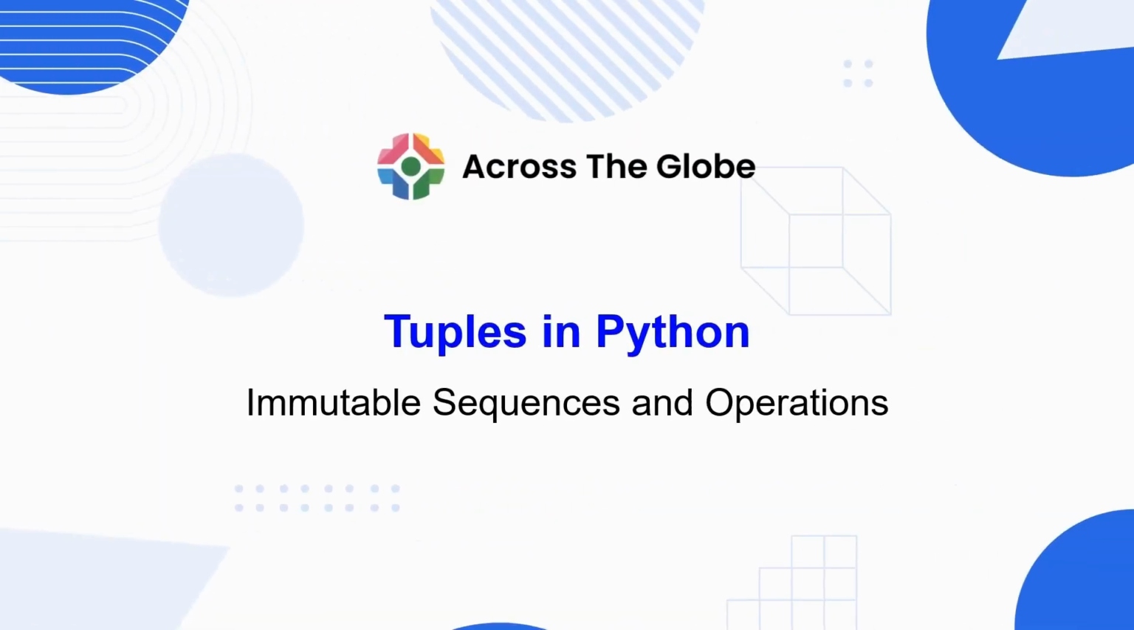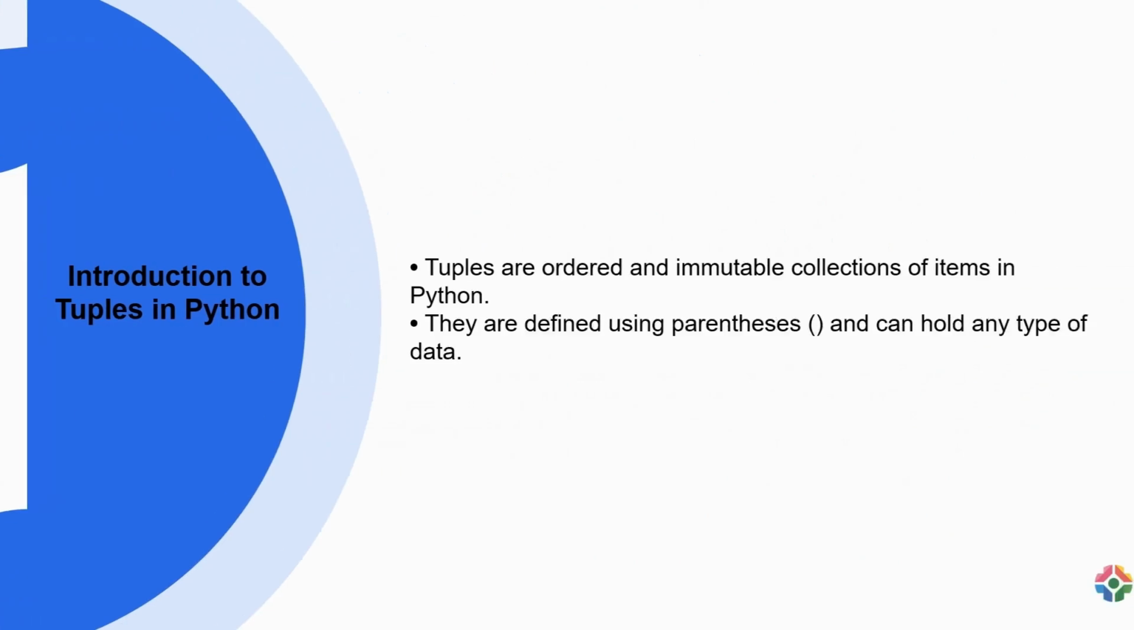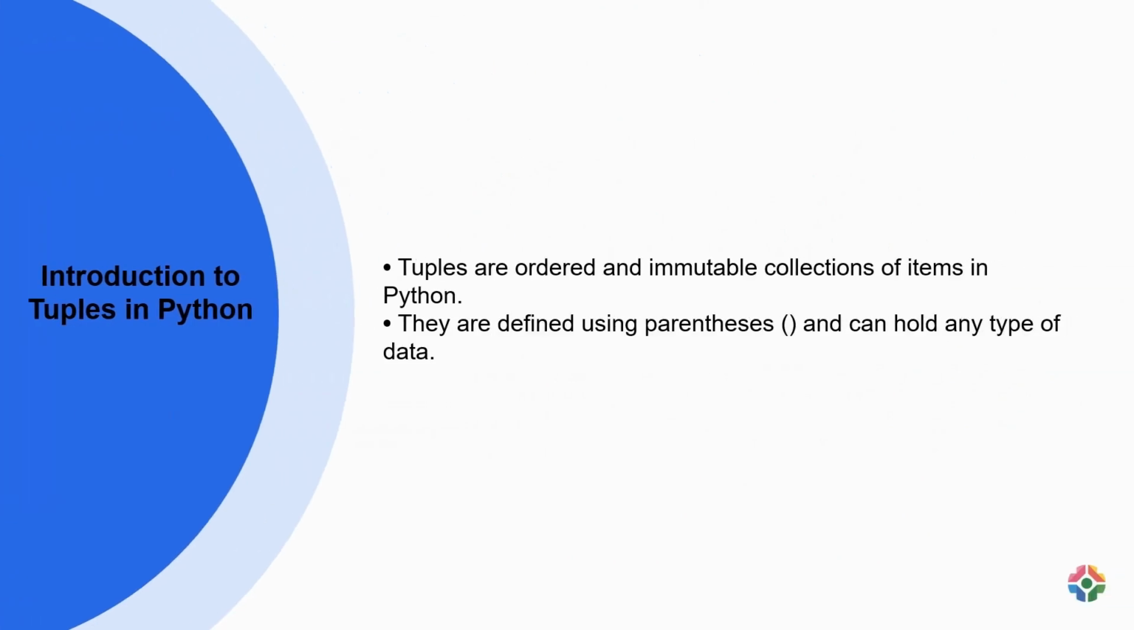Today we will learn about tuples in Python. A tuple in Python is an ordered and unchangeable collection of elements specified within parentheses. Tuples can store various data types, such as integers, strings, and even other tuples. For example, a tuple representing the coordinates of a point in a 2D space would be defined as (x, y). Once created, the elements within a tuple cannot be altered.